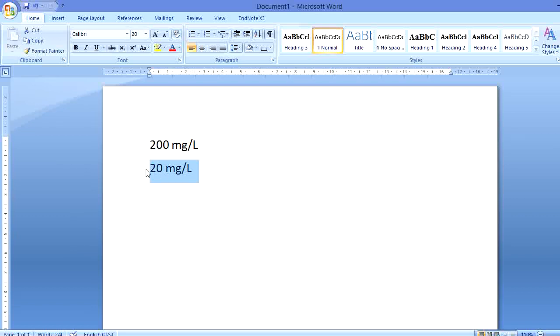So if we give a layer in between these two solutions, what will happen? The solvent will go from the lower concentration to the higher concentration.